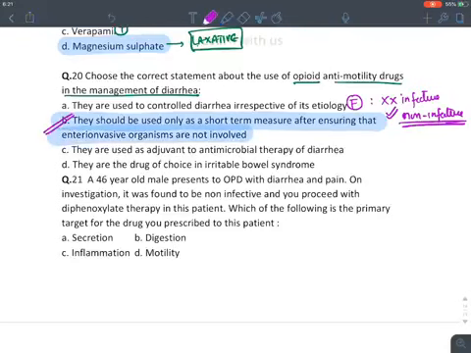They should be given as a short-term measure after ensuring non-invasive, that enteroinvasive organisms are not involved. This is the main rationale of giving antimicrobial agent. So that if there is an infection, that infection should not be invasive and they should be given for a short-term measure. Okay, so this is the main answer.